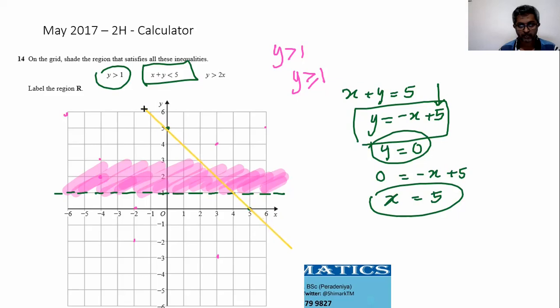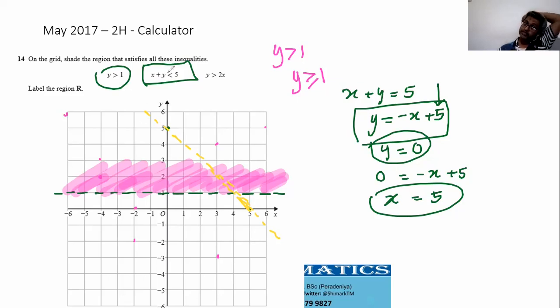This is my graph, x plus y equals 5. This is the equal line. Since it is less than 5, I have to draw a dotted line. You can keep the ruler and draw that. I didn't draw it straight properly, but it's going to be like this.